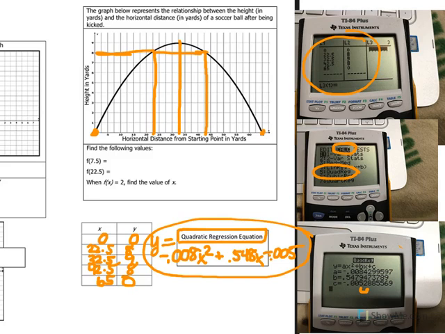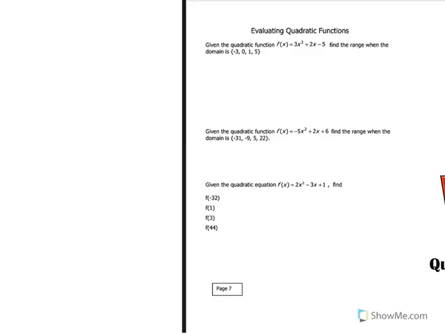Okay? So last page and we'll finish her up. On the back it says evaluating quadratic functions, and it says given this function, find the range. What's the range? The x's or the y's? That would be the y's. Find the y's when the domain, which is the x's, is this.